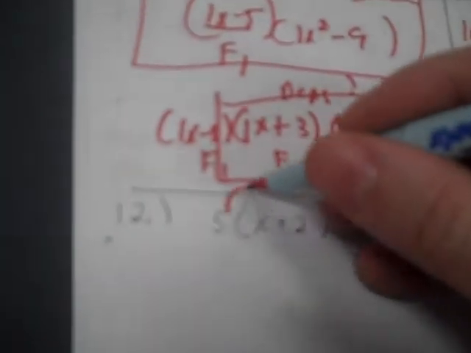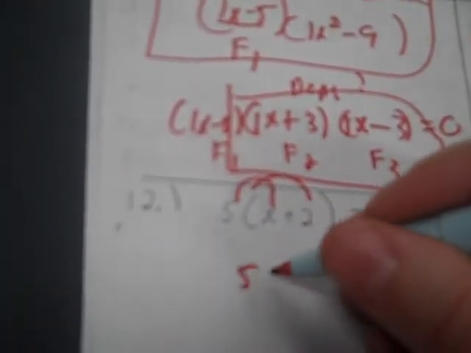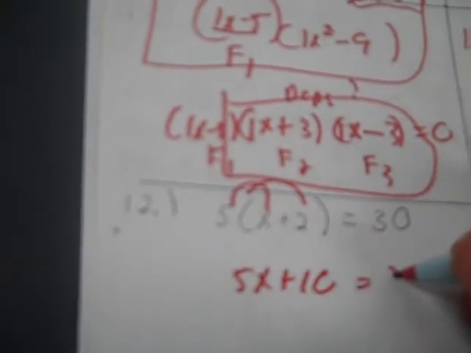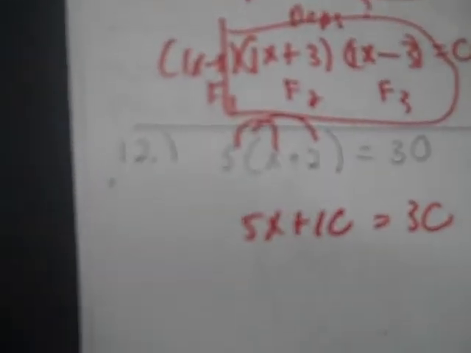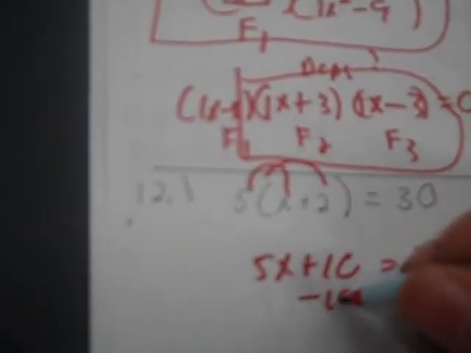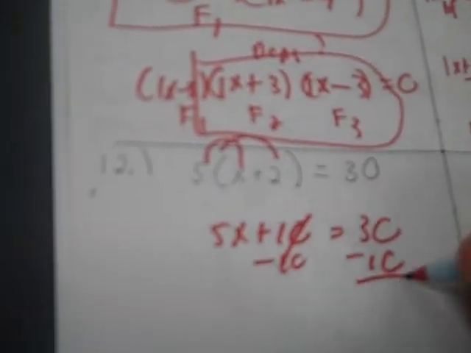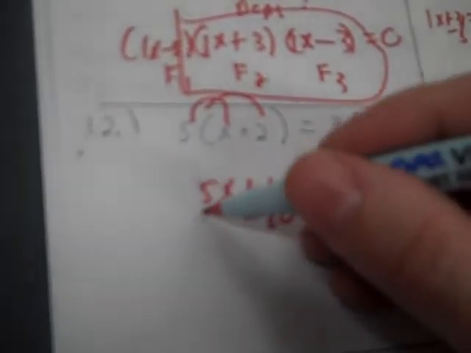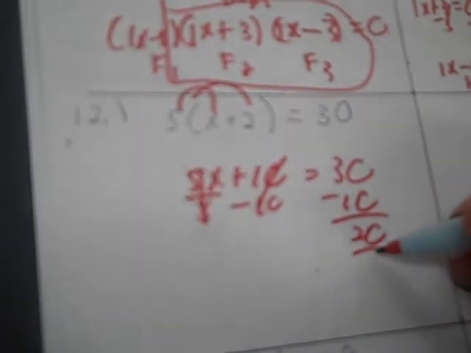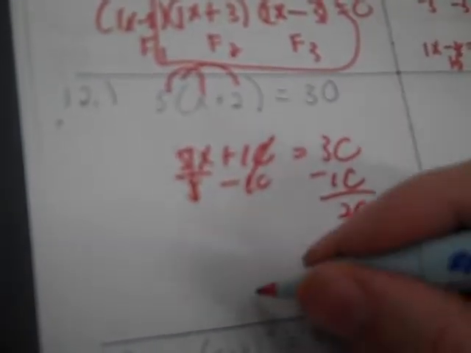Okay, now the parentheses. This only has one answer, and the distribution is not blocked, so just easy. 5x plus 10 equals 30, and you just undo the operations with the x. So you minus 10, that gives you 20, and then divide by 5, and x equals 4.